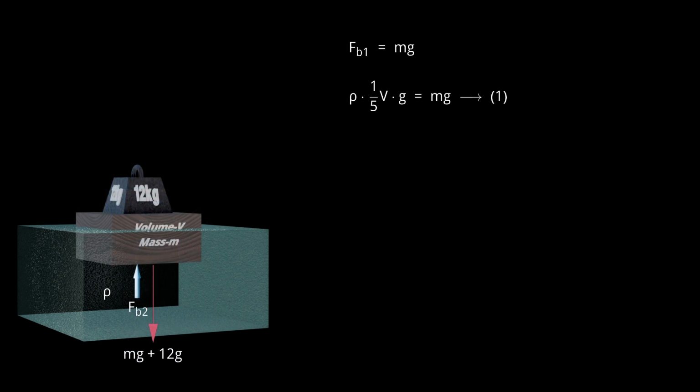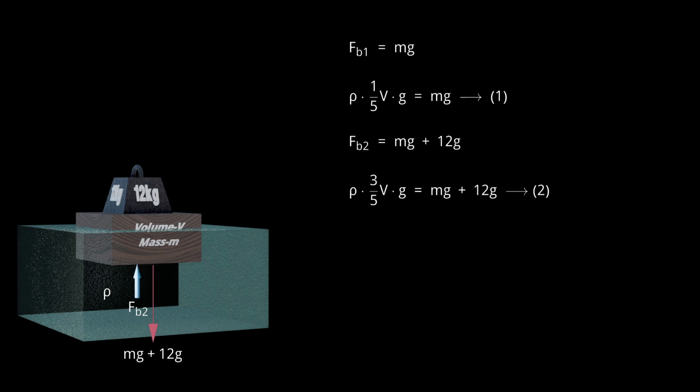Next, let us consider the situation when a 12 kilograms weight is placed on top of the wooden block. This additional load causes the block to sink deeper into the liquid, submerging 3/5 of its volume. At this point, the buoyant force must balance the total weight, which is the weight of the wooden block together with the 12 kilograms mass. This new equilibrium allows us to write a second expression, where the upward buoyant force equals the total downward weight. The increased submersion corresponds to a greater volume of displaced liquid, which determines the new buoyant force.